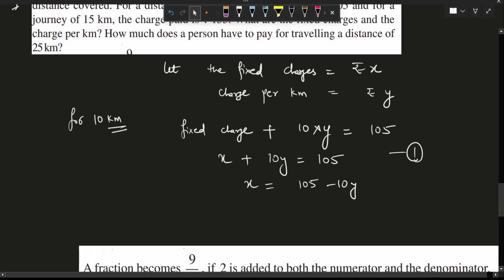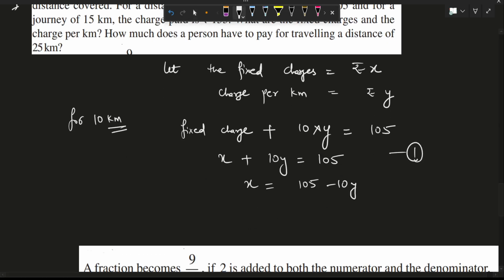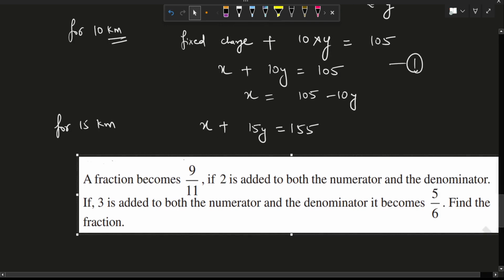Then let's move to the next equation. What will be the next equation? It is for 15 kilometer. Now for 15 kilometer, what will be the equation? Again, fixed charge is x plus 15 into y is equal to 155. Clear? This is the second equation.